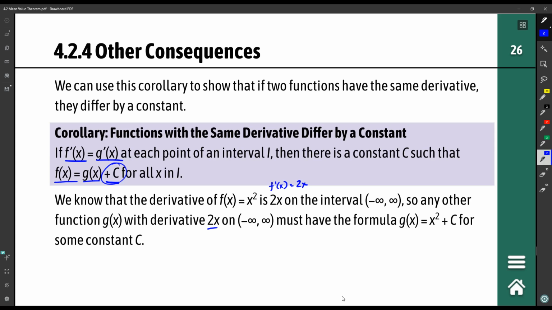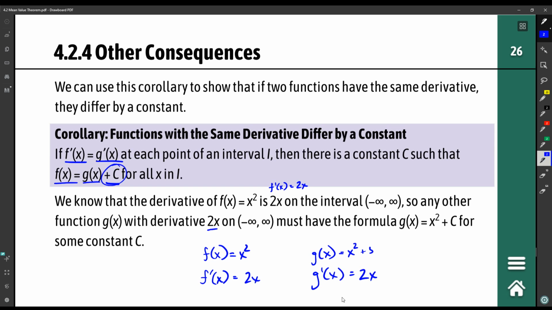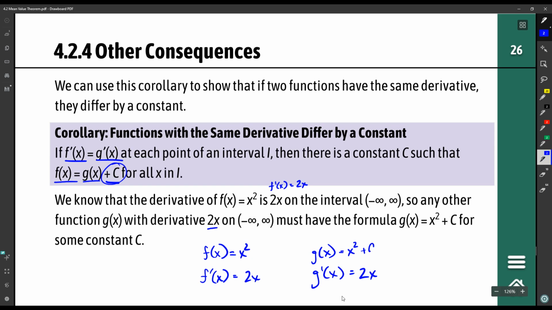Let's think about that again. If we know that f prime of x is 2x, and we know that g prime of x is 2x, they have the same derivatives, then f of x might be x squared, and g of x has to be x squared, maybe plus a 5, plus a 2, plus a 3, but they only differ by some constant value.